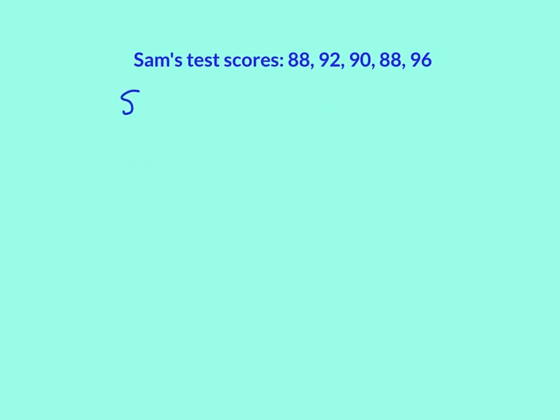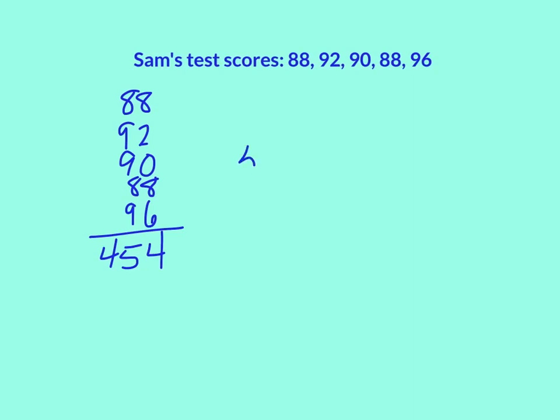Some of you might say, well, we could add up all of the points that he's gotten so far and see how many points he has. If you add these up, you get 454. But he's taken 5 tests, so we could see about how much he has gotten on each test by dividing and see what we get.